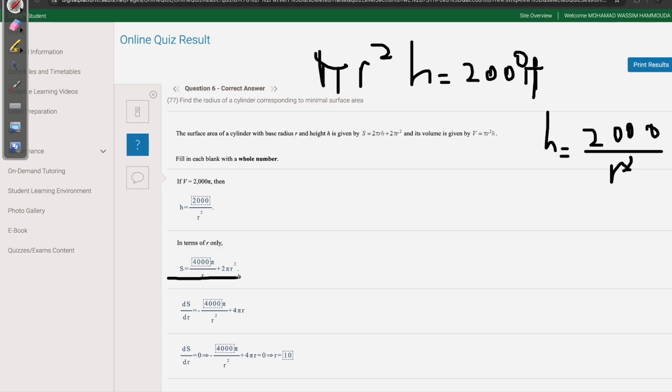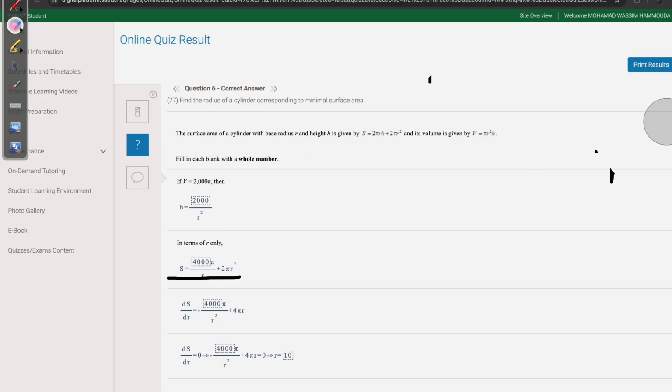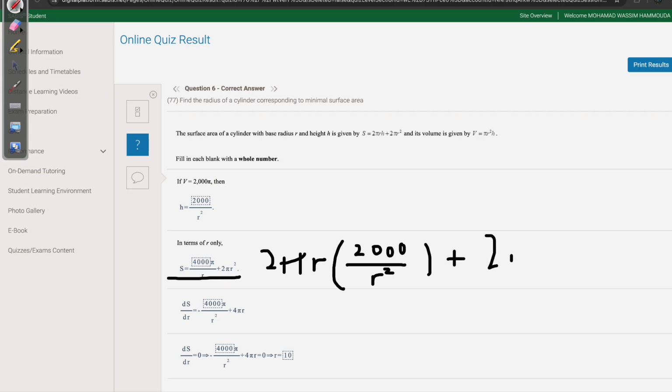B, they substituted 2000 over r squared in the equation for the surface area. So 2 pi r times 2000 over r squared plus 2 pi r squared. Then again, pi doesn't go this time.